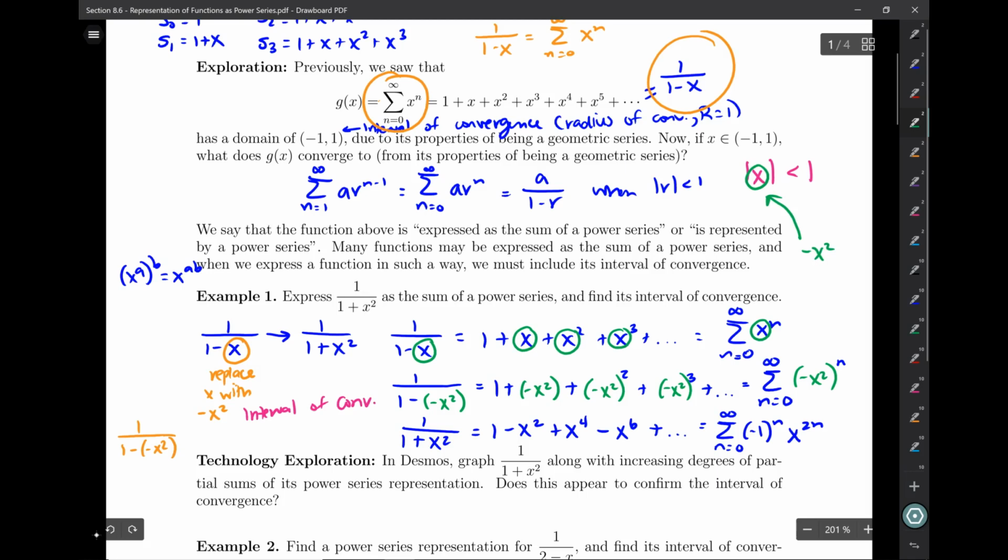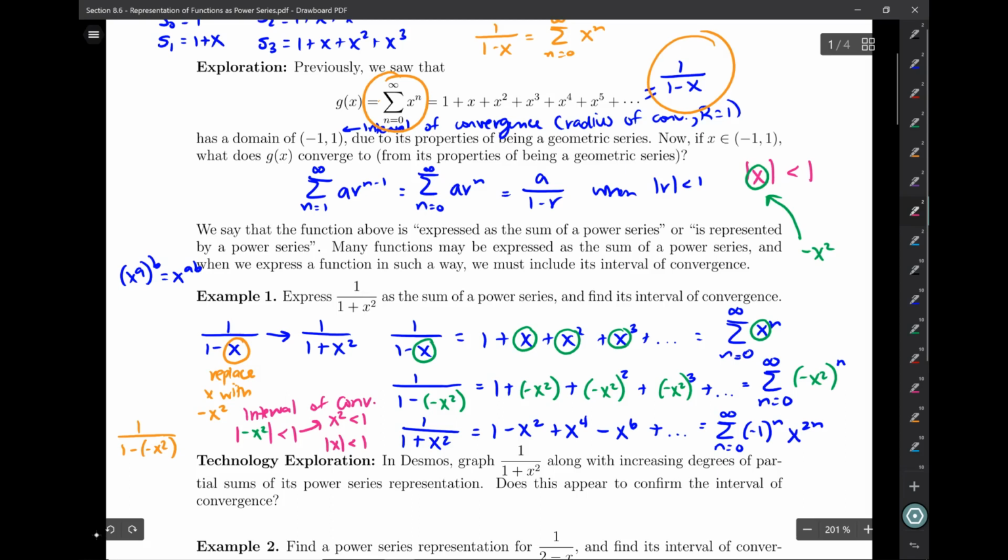I'm going to replace that x with a negative x squared, and what I end up getting is that the interval of convergence is that the absolute value of negative x squared has to be less than 1. But this would be the same thing as saying that x squared, right, because the negative sign, I'm taking the absolute value. Same thing as saying that x squared has to be less than 1, which is still saying that absolute value of x has to be less than 1.